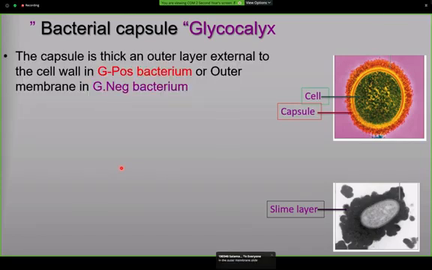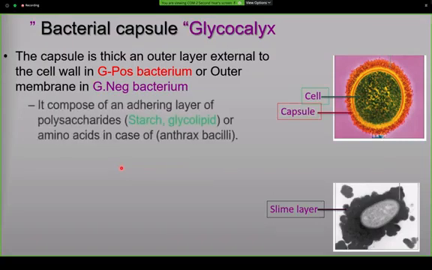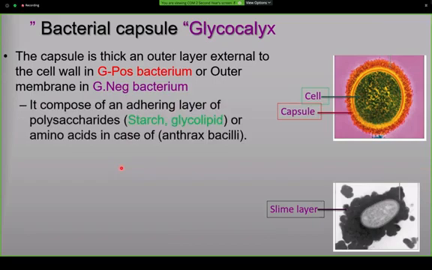Okay, capsule is an external layer that covers the outer membrane in gram-negative or the cell wall in gram-positive bacteria. The function of the capsule, we will talk about it in detail, but what is the composition of the capsule? Capsule is composed of polysaccharides, that could be like starch, or amino acids, and it's different in certain bacteria. An example is anthrax, or Bacillus anthracis, where they have amino acids as the constituent of the capsule layer.